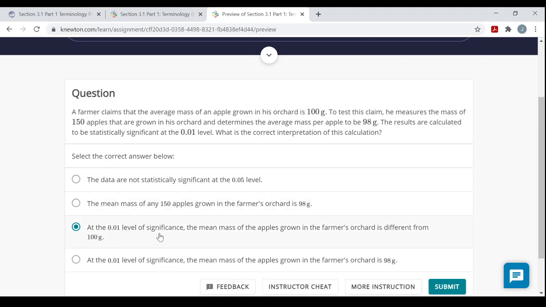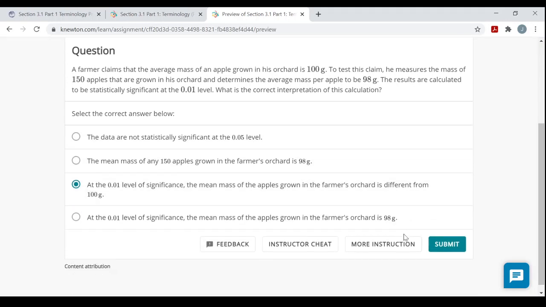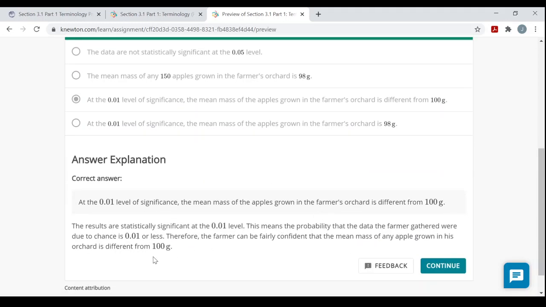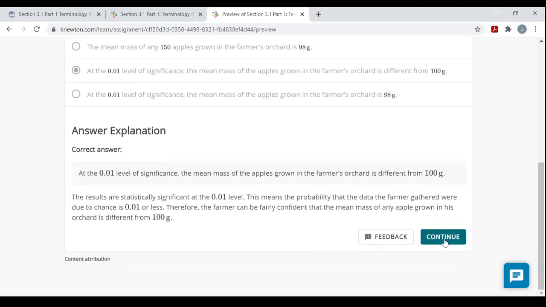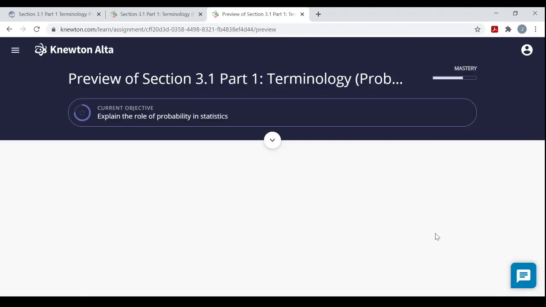At the 1% significance level, the mean mass of the apples grown in the farmer's orchard must not be 100 grams then, if this result happens, right? Having 150 apples with an average mass of 98 grams. Again, a lot. Hopefully that makes sense. And again, they read it down here, and you can go into more instruction. Again, there's more stuff on statistical significance and more instruction.